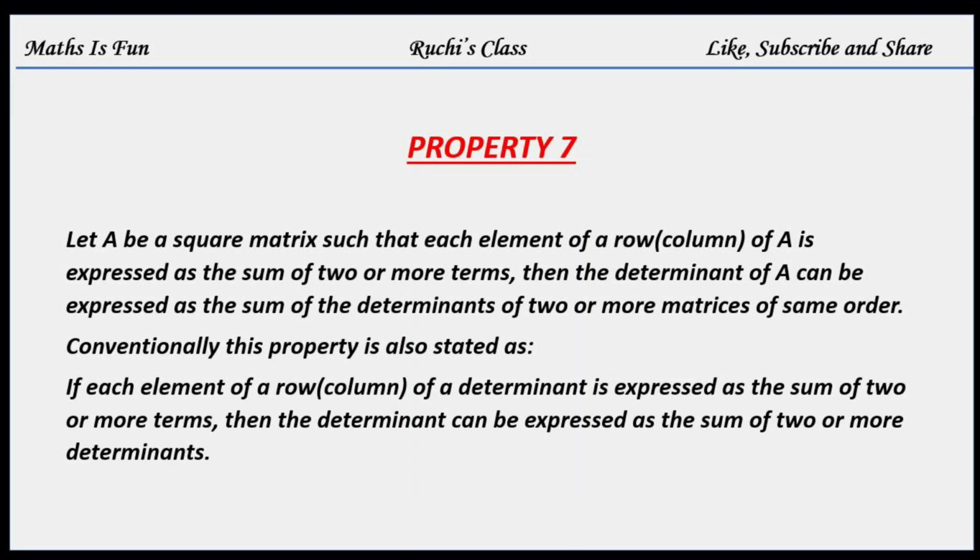Let A be a square matrix such that each element of a row or column of A is expressed as sum of two or more terms. Then the determinant of A can be expressed as the sum of determinants of two or more matrices of the same order. Conventionally, this property is also stated as: if each element of a row or column of a determinant is expressed as sum of two or more terms, then the determinant can be expressed as the sum of two or more determinants.